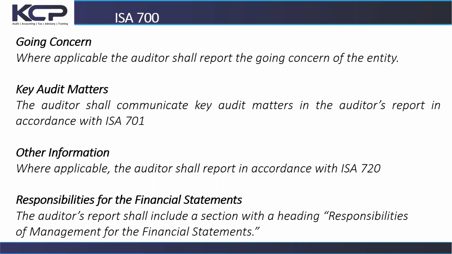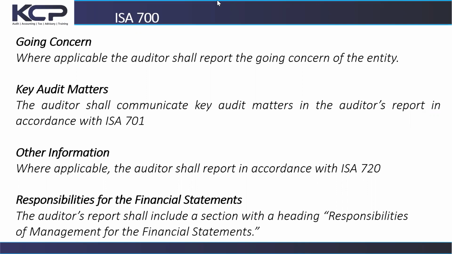Then key audit matters. The auditor shall communicate key audit matters in the auditor's report in accordance with ISA 701. So when we get to ISA 701, I will be speaking more to that. Then other information where applicable. Where applicable, the auditors shall report in accordance with ISA 720. So we'll speak to that too. What are those things that will give rise to other information that the auditor may speak to in the course of the audit? The responsibility for the financial statement, rather, who has or owns the responsibility for doing that?